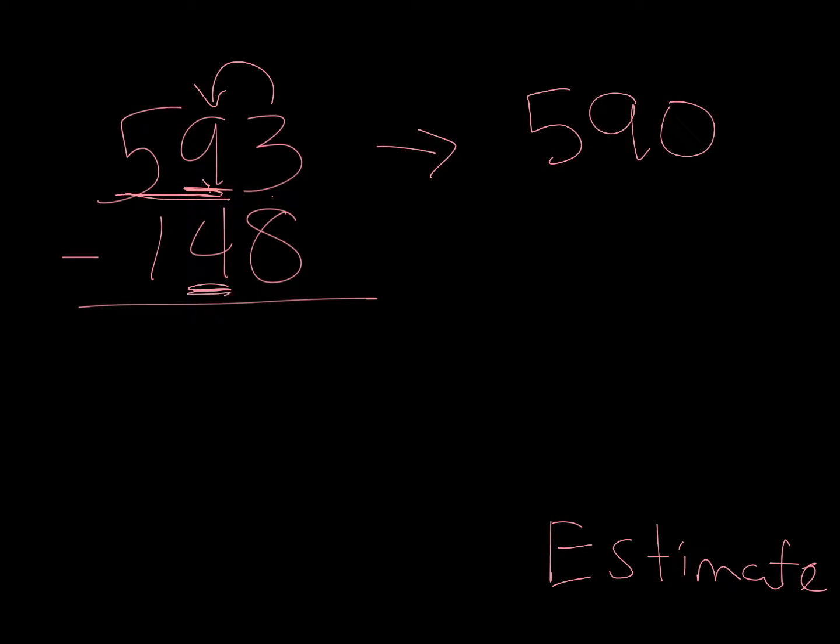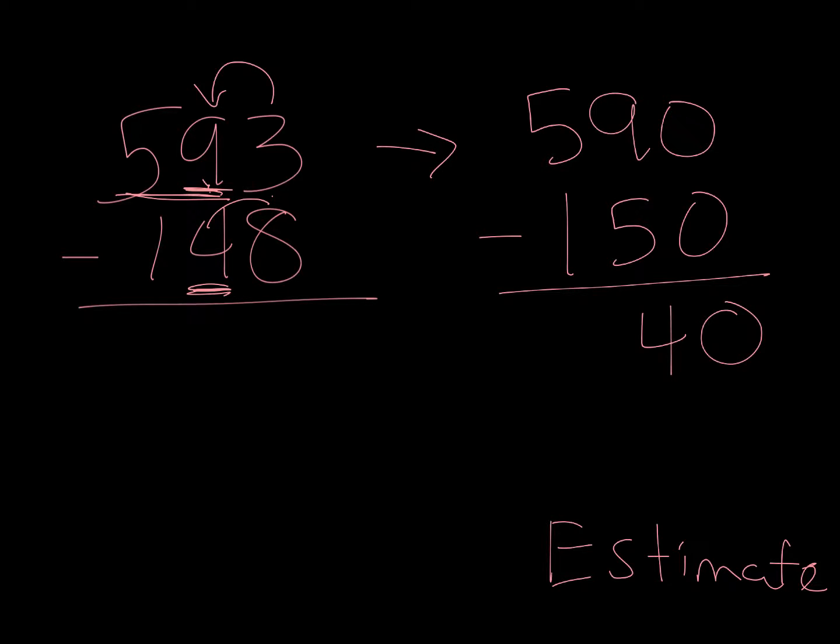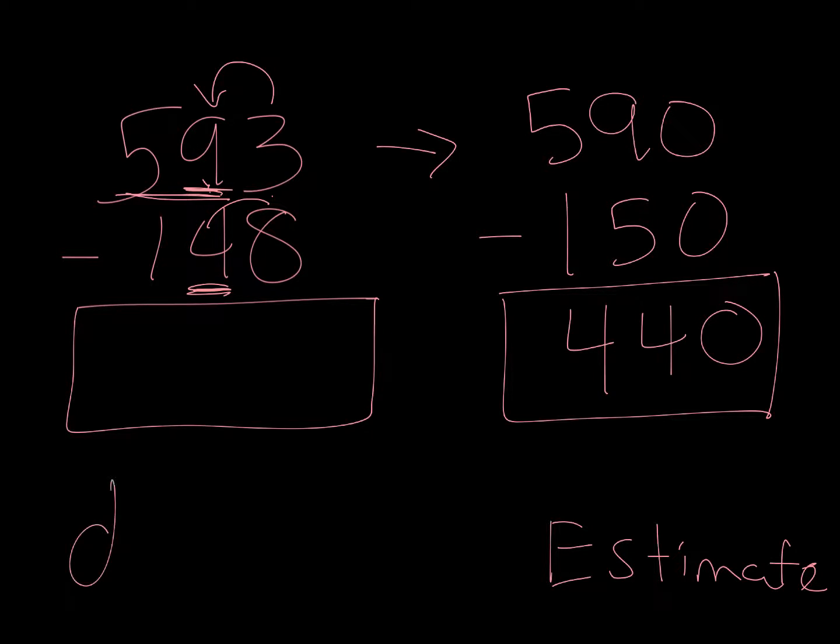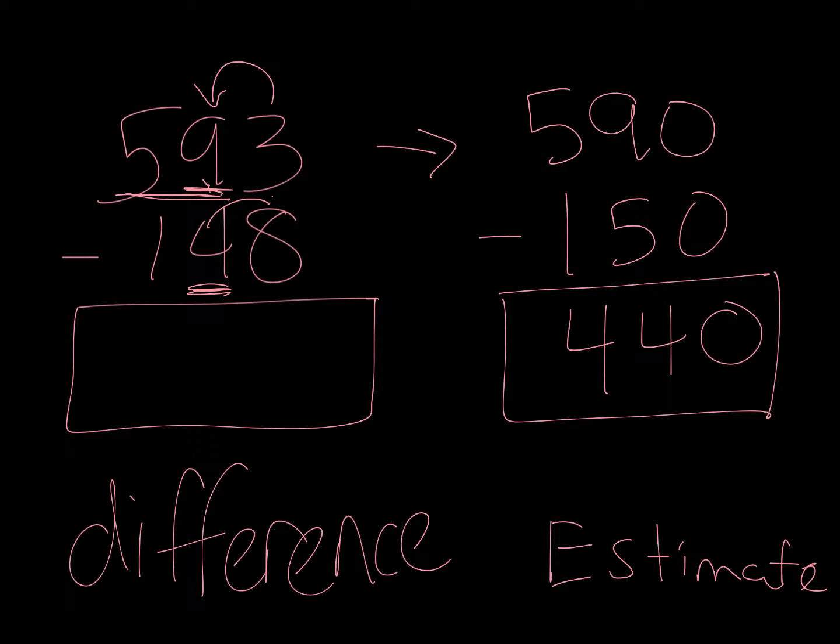And I'm looking at the tens place here, and that 8 says that 4 needs to go up to a 5, so it becomes 150. Subtracting those numbers, 9 minus 5 is 4, and 5 minus 1 is 4. I get an estimate of 440. Now I'm ready to do the actual difference. Let me get rid of some of this stuff. It's a little confusing in there.